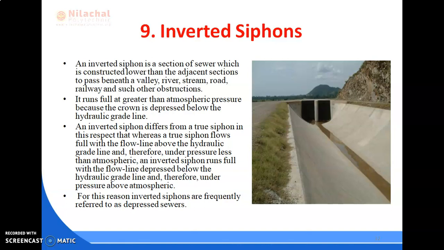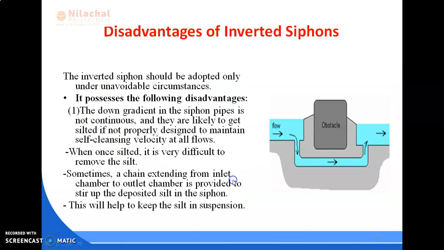So an inverted siphon is a section of sewer which is constructed lower than the adjacent sections to pass beneath the valley, river, stream, road, railway and such other obstructions. It runs full at greater than atmospheric pressure because the crown is depressed below the hydraulic gradient line.